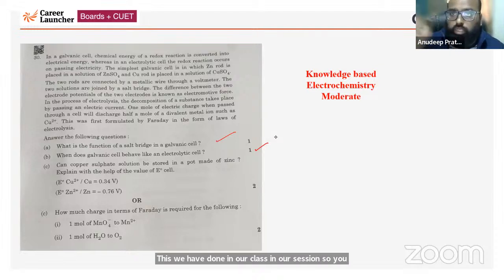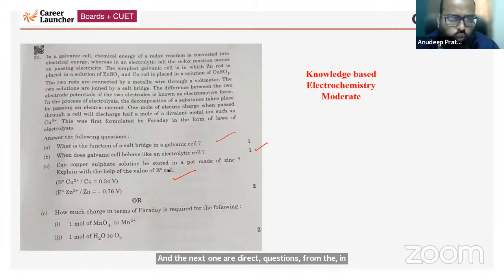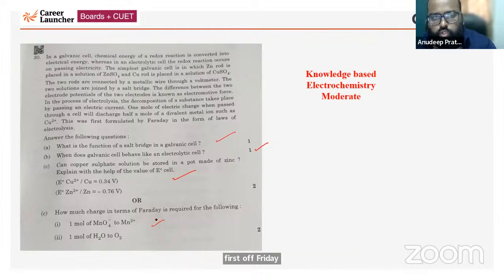If the outer circuit voltage is greater than the voltage of the cell, then it will become like an electrolytic cell. So that is how you have to understand. And next ones are direct questions from the E naught finding. If you know the E naught value overall, if it is a positive value, then we can know the process is spontaneous. We can write like that. And this is from the first law of Faraday of electrolysis, right? So these are the direct questions from electrochemistry.